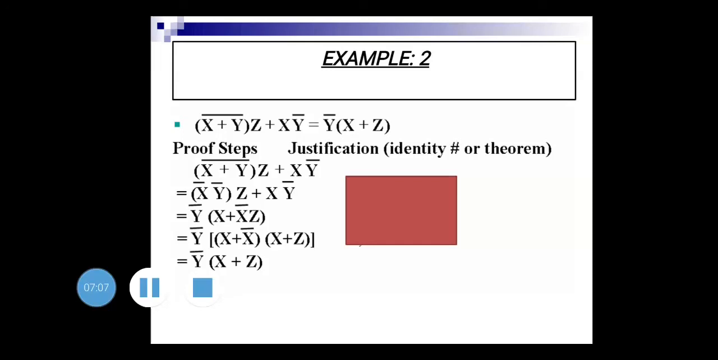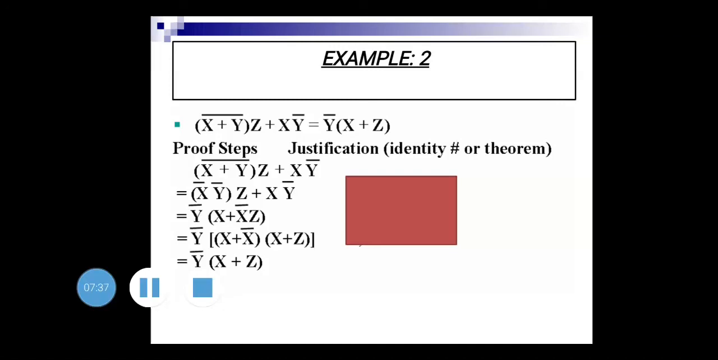In the next step we are going to take common, that is y bar. So when you take y bar as common, in the bracket you get x bar z plus x. Then in the next step what we are going to do is we are going to apply one distributive law here. So in that, y bar as it is we have kept. The next step is x plus x bar in one bracket and second x plus z in the second bracket.